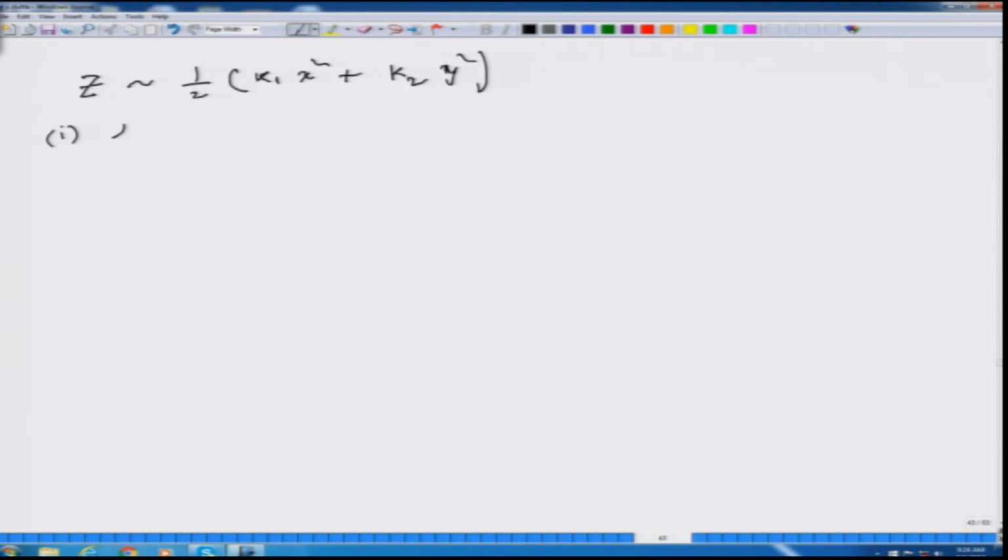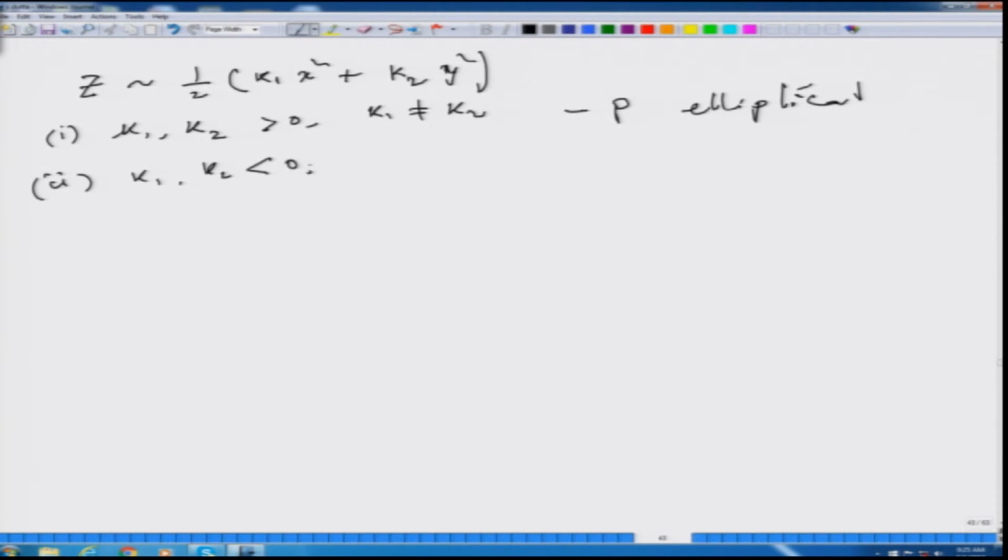So, suppose I have k 1 and k 2 both greater than 0 and k 1 not equal to k 2, then this is the equation of an ellipsoid. So, in that case this point P is called elliptical. If I have k 1 k 2 less than 0 and k 1 not equal to k 2, then this P is called a hyperbolic point.